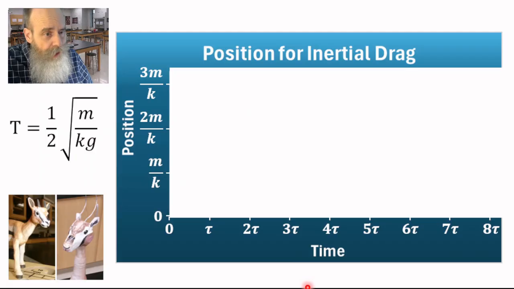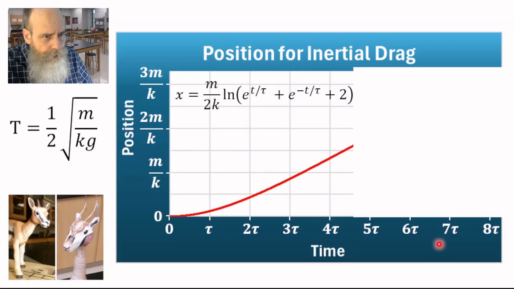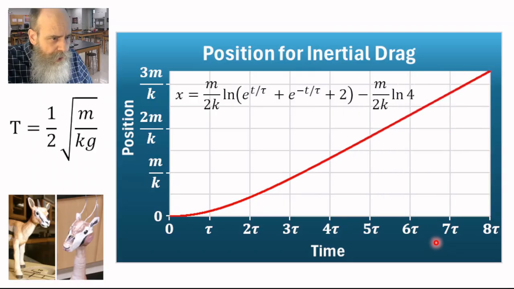Now let's look at position versus time. Here is position on the vertical axis in terms of m over k. Time on the horizontal axis is in terms of tau. Here's what we get. Position is 0 at t equals 0. Initially, it is proportional to t squared. Then at the end, it has a constant slope. When greater than 7 tau, it is a constant slope.